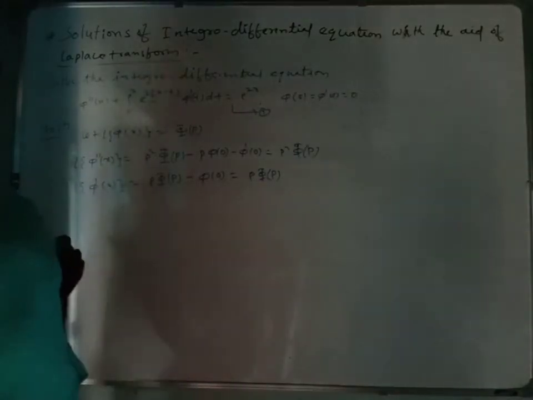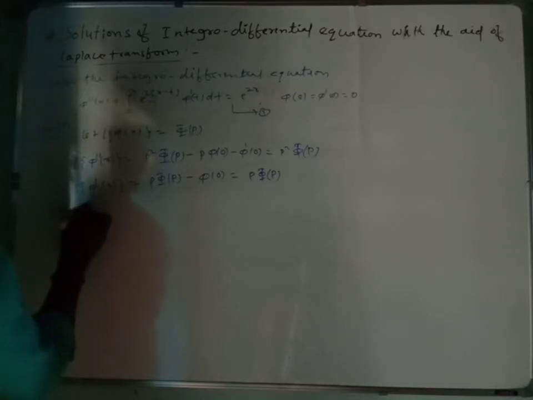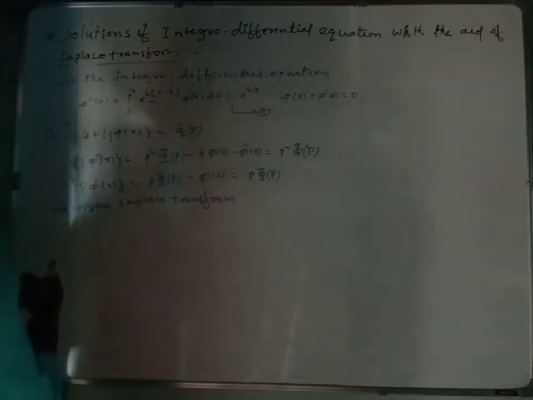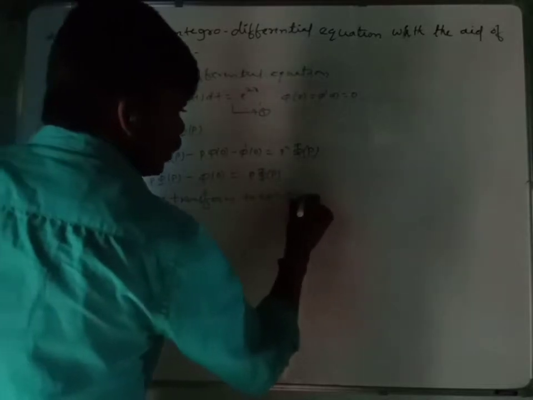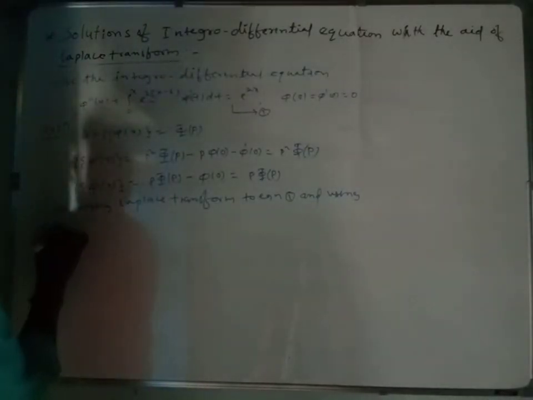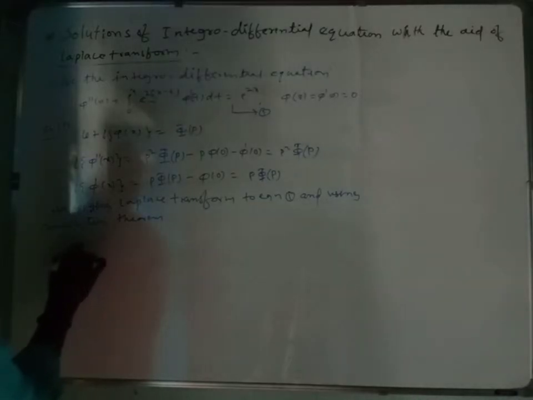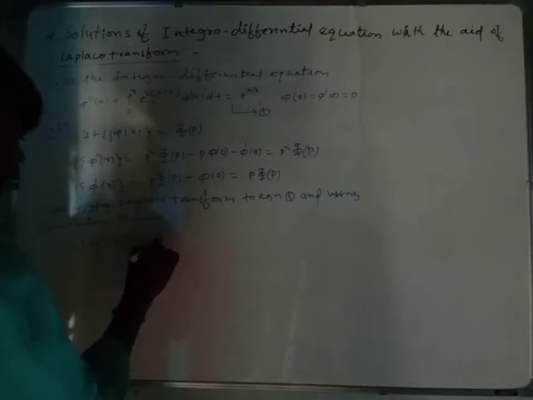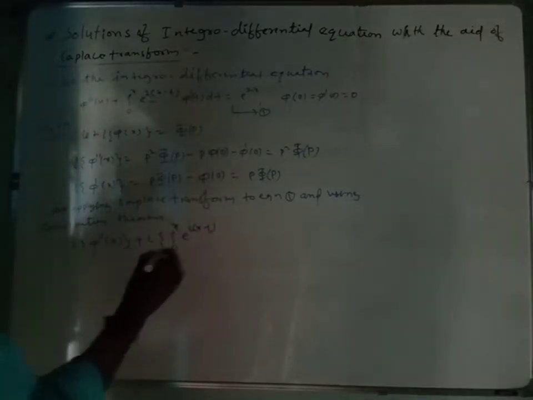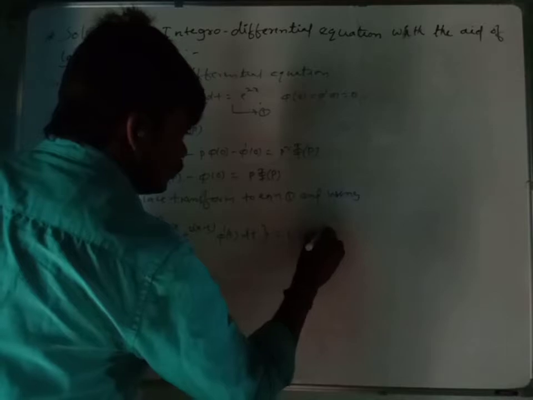Now applying the Laplace transform to equation 1 and using the convolution theorem: Laplace transform of phi double dash of x plus Laplace transform of integration 0 to x e to the power of 2 into x minus t phi dash of t dt equal to Laplace transform of e to the power of 2x.